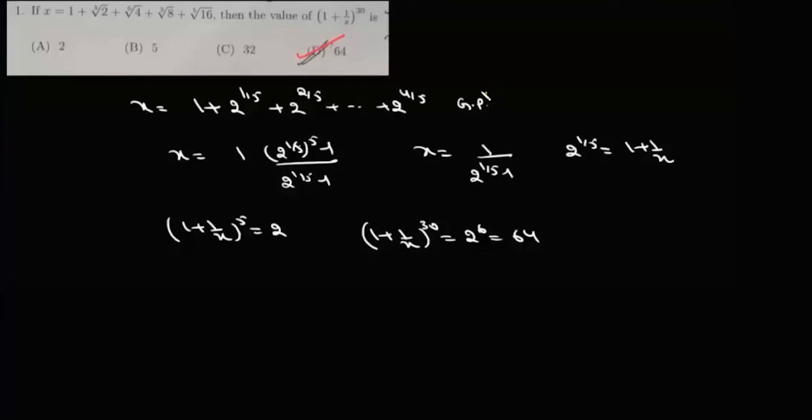All we are given is a GP. For this GP, first term is 1, common ratio is 2 to the power 1 by 5, number of terms is 5. We can write the sum of a GP. Using this, we'll get x. Now 2 to the power 1 by 5 is 1 plus 1 by x, or 1 plus 1 by x to the power 5 equals 2. Now they're asking for 1 plus 1 by x to the power 30. So we'll take the 6th power. If we take the 6th power both sides, the right hand side will be 2 to the power 6. That's your 64, and that'll be your option D.